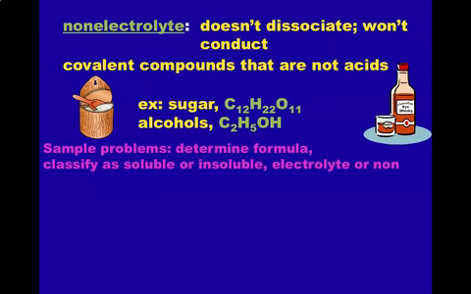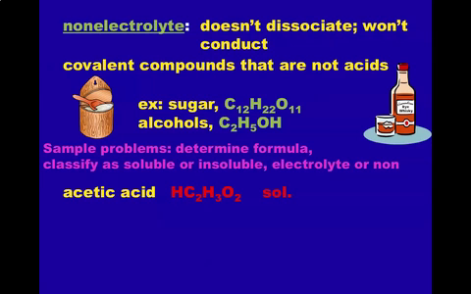Okay, so we're going to practice determining this. Again, if they don't dissolve at all, they can't be electrolytes. So we're going to look at the compound, determine the formula, classify as soluble or insoluble, and then decide if it's an electrolyte or not. So acetic acid is HC2H3O2. That's acetate with hydrogen.